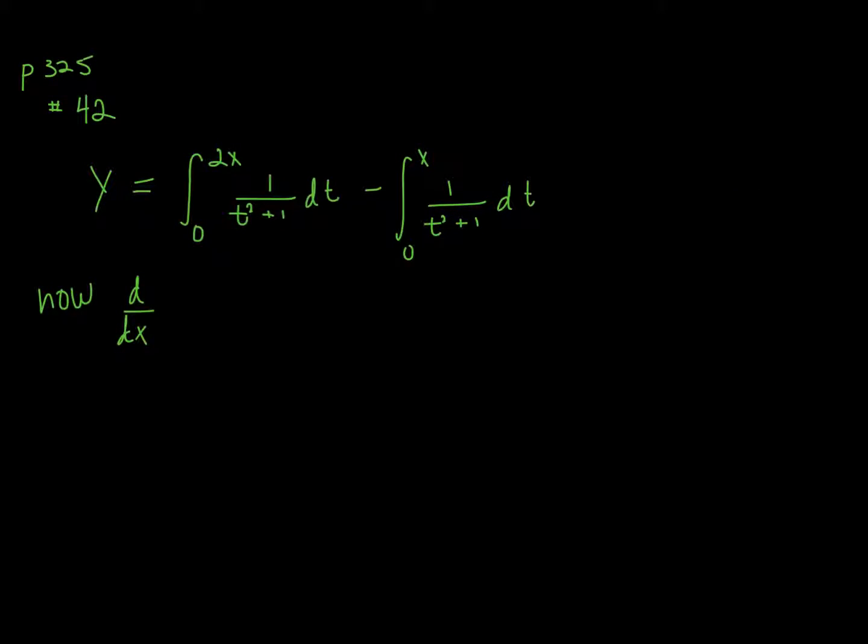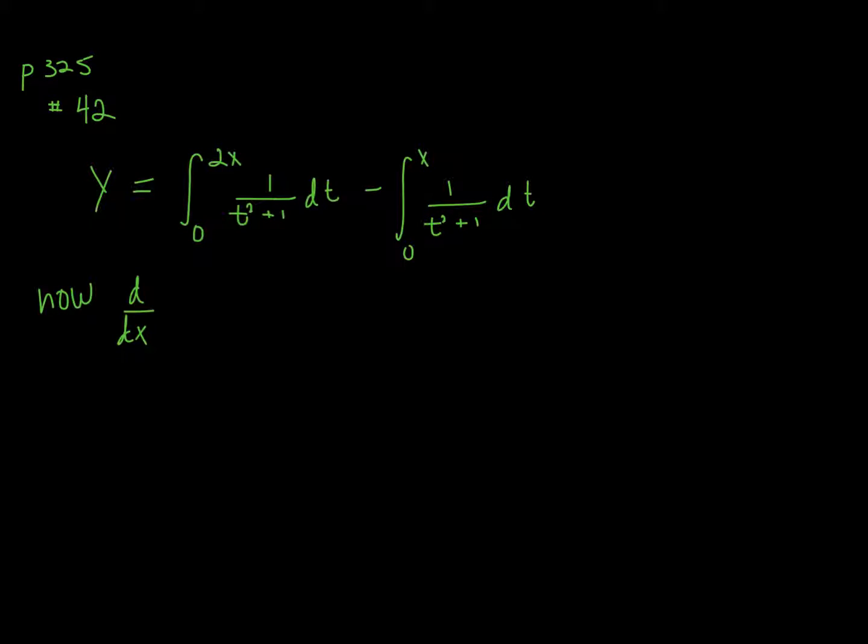Page 225, number 42. Here you want to split up your definite integral so that you can differentiate using the fundamental theorem. So if you're going from x to 2x, that's the same as going from 0 to 2x, 0 to the upper limit, and subtracting whatever was from 0 to the lower limit. And that'll leave you with what's between x and 2x.